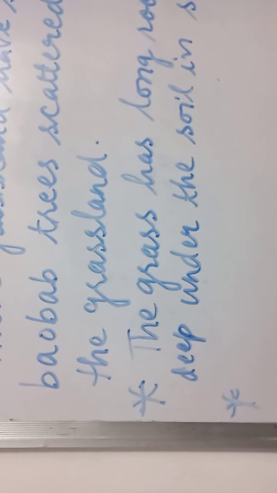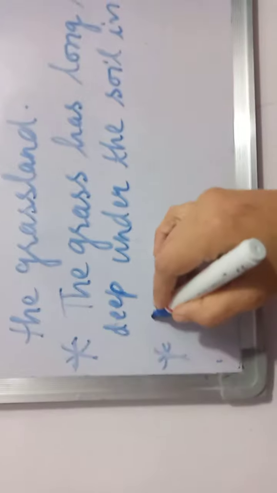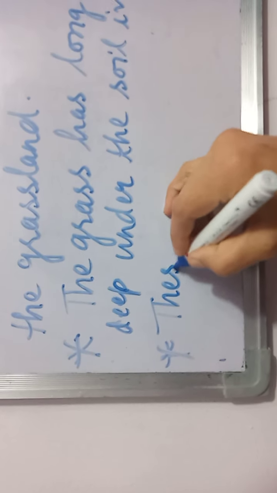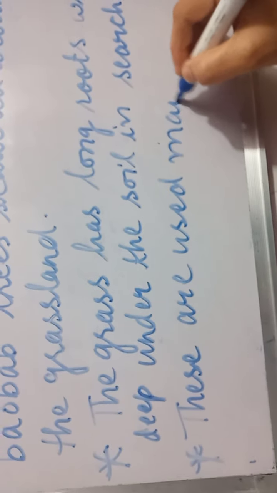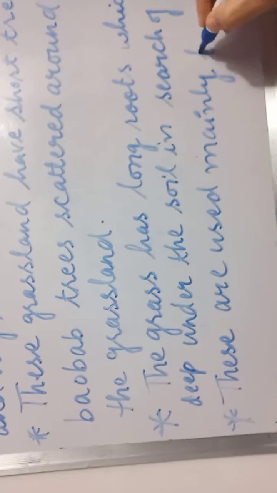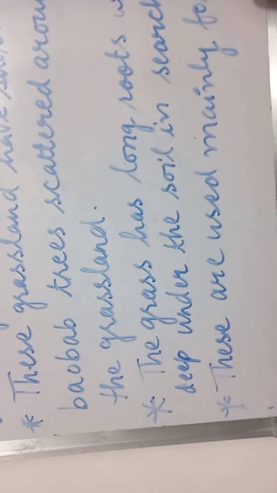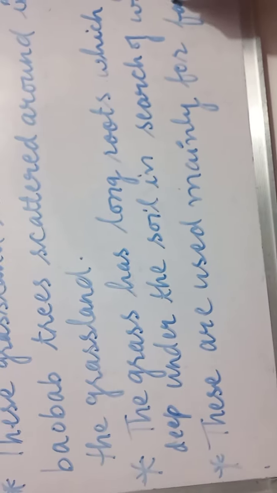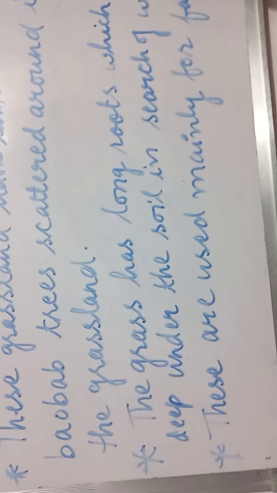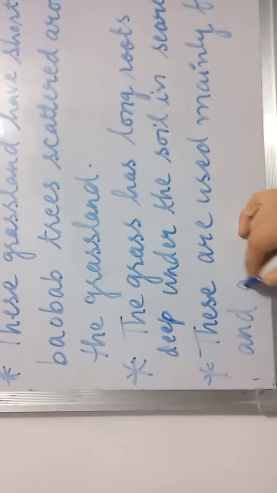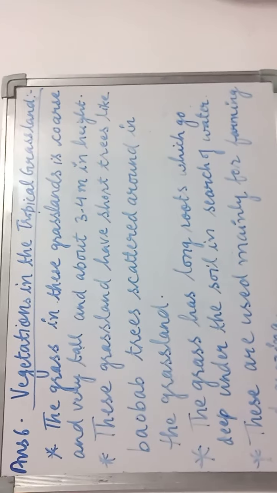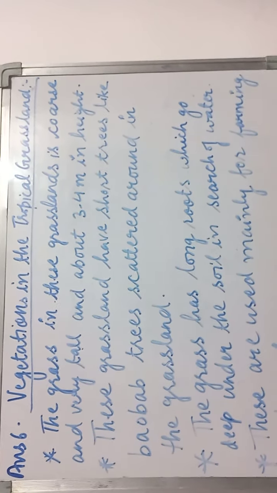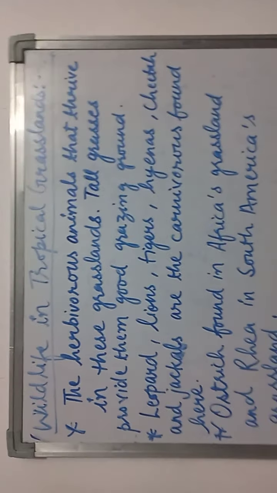Grasslands are mainly used for farming and grazing. These are used mainly for farming and grazing. Clear? And now we will write wildlife in tropical grassland. So, wildlife in tropical grassland.